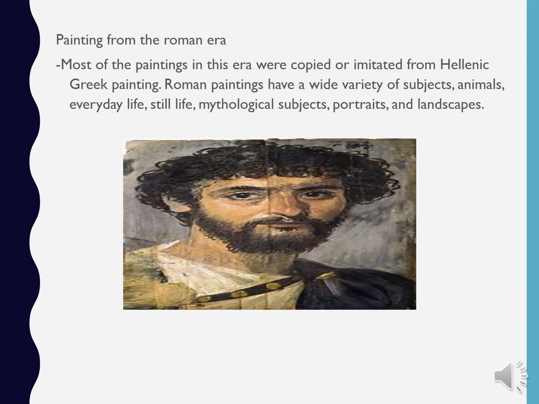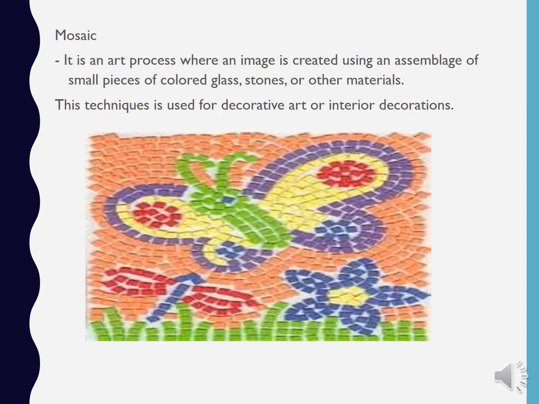Painting from the Roman era. Most of the paintings in this era were copied or imitated from Hellenic Greek painting. Roman paintings have a wide variety of subjects: animals, everyday life and still life, mythological subjects, portraits, and landscape. So these are examples of the painting of the Roman era.